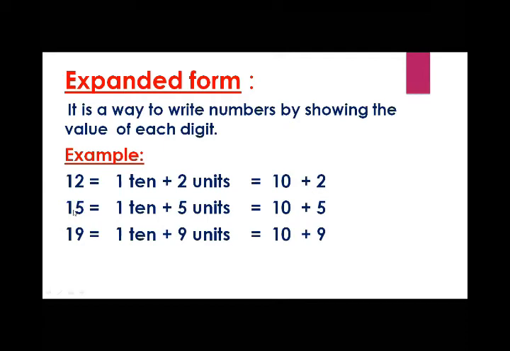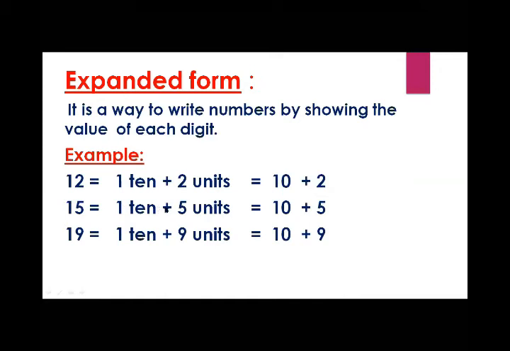Okay. In 15, the number is 15. How many tens are here? 1 ten. And how many units? 5 units. So 1 ten plus 5 units. We must put the plus sign here, because when we add 1 ten plus 5, it makes 15. If you don't put the plus sign and you put a comma, it's another value. So we must put the addition sign here.